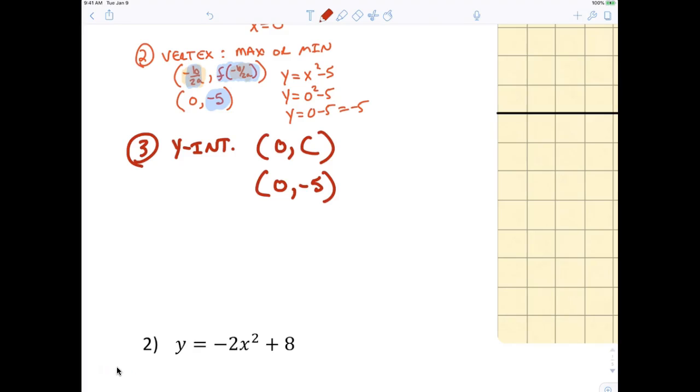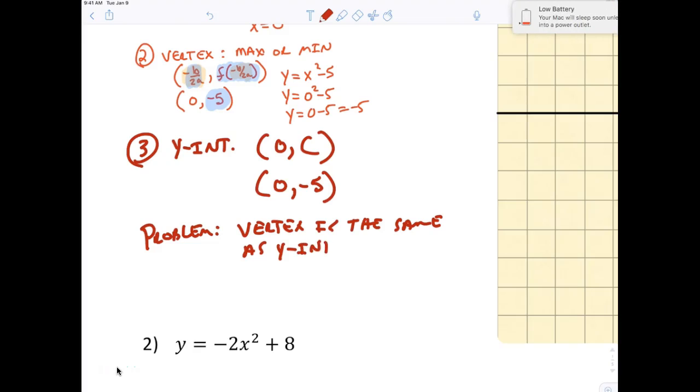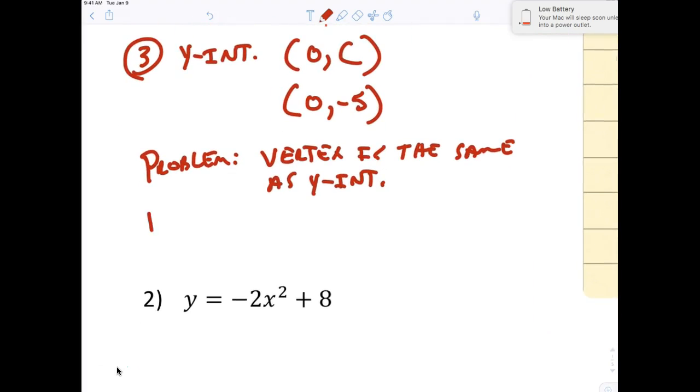Yeah, so now I have a problem. So I want everybody to put this down. I have a problem. Now the reason why I have a problem is because the vertex is the same as the y-intercept. Did everybody hear me? So I can't really graph the function because I only have plotted one point. Everybody with me? Everybody good? All right. So to fix the problem, we have to plug in numbers.